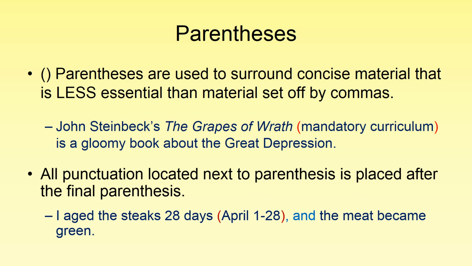So let's look at this example. I aged the steaks 28 days (April 1st to 28th), and the meat became green. Okay, well, let's remove this. I aged the steaks 28 days, and the meat became green. So you'll see we have a coordinating conjunction here, and that comma is coming after the parentheses. So it's quite a simple rule. Just remember, your punctuation will always come after, not before, if it needs to be in the sentence to begin with.